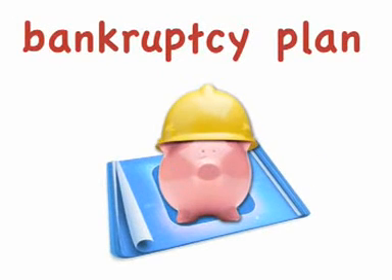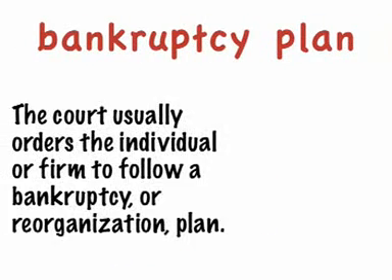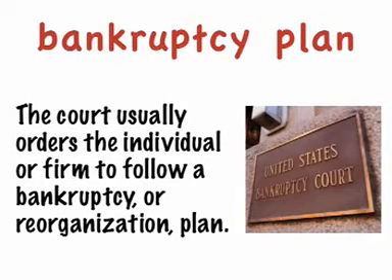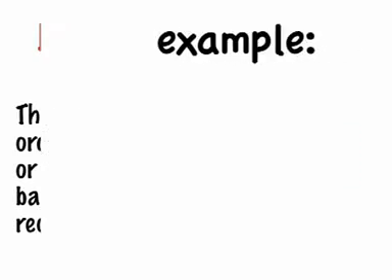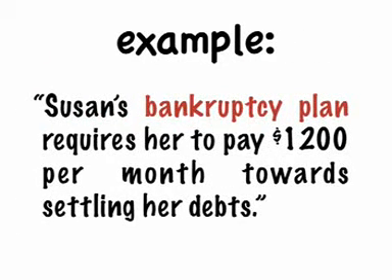Bankruptcy plan. The court usually orders the individual or firm to follow a bankruptcy plan, also known as a reorganization, which requires it to repay as much of its debt as possible. Susan's bankruptcy plan requires her to pay $1,200 per month towards settling her debts.